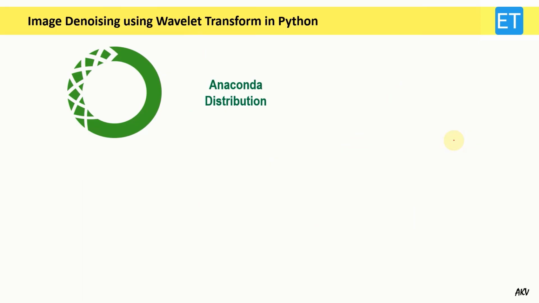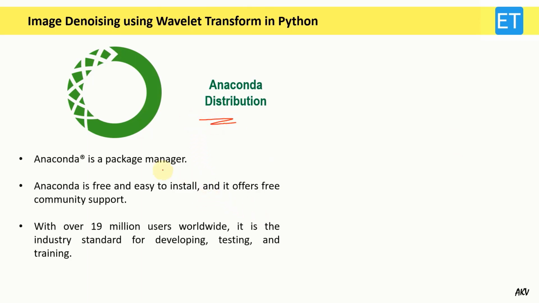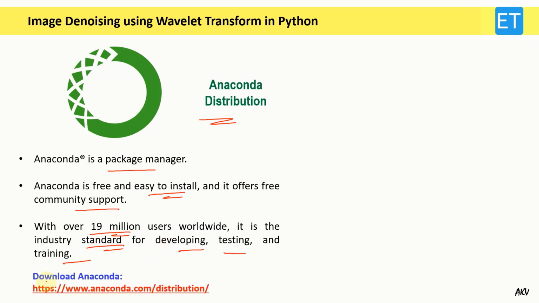Now let's see where we will develop the Python code. For the Python code development, we will use the Anaconda distribution. Anaconda is a free package manager, it is easy to install, and it offers community support also. Worldwide, with over 19 million users, it is the industry standard for development, testing and training. You can download Anaconda from this link. The link is given in the description.